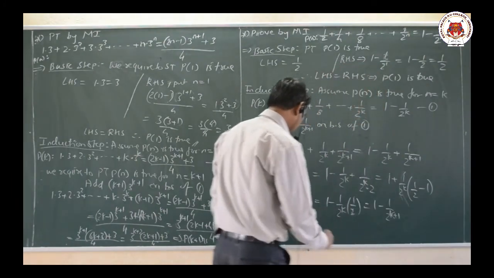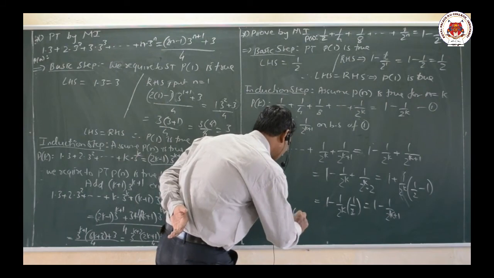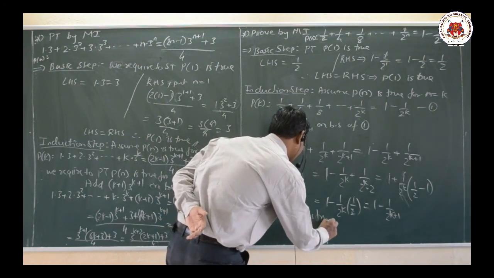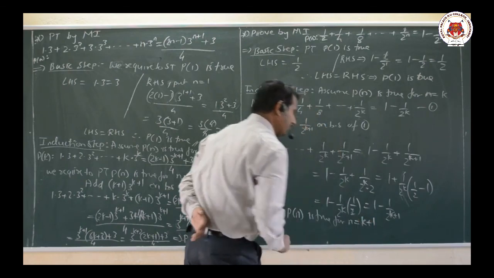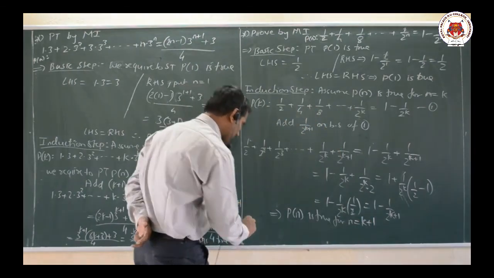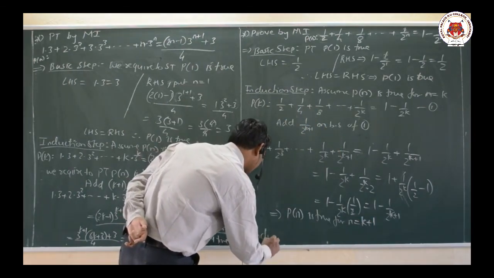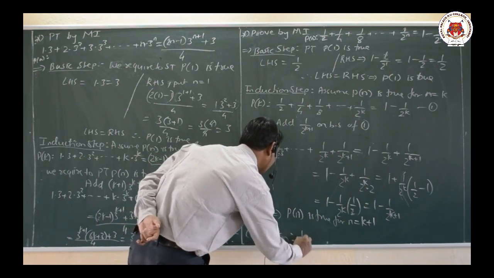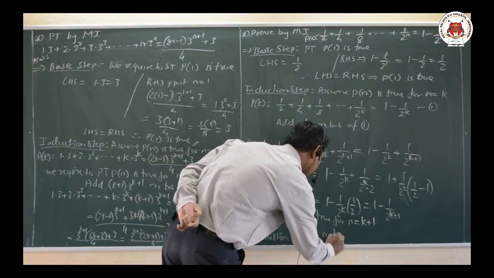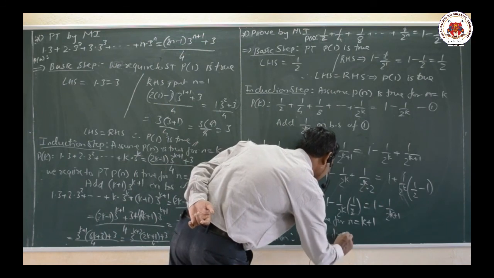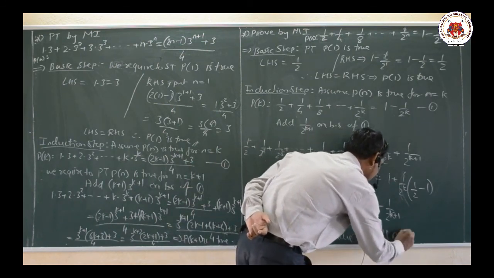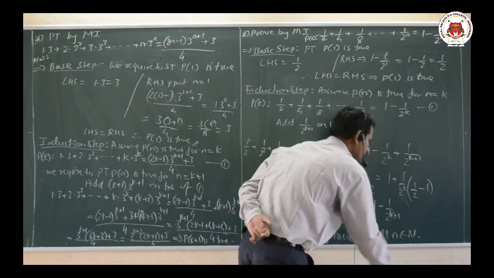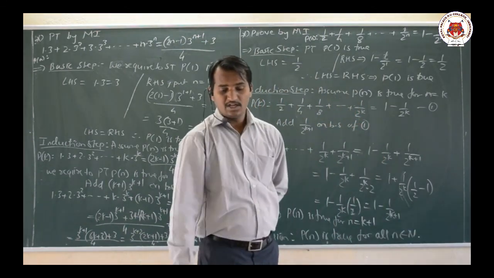So that implies what we can write? P of n is true for n equal to what? K plus 1. Okay, P of n is true for n equal to k plus 1. At last the conclusion will be P of n is true for all n belongs to natural numbers, and that is nothing but your required result.